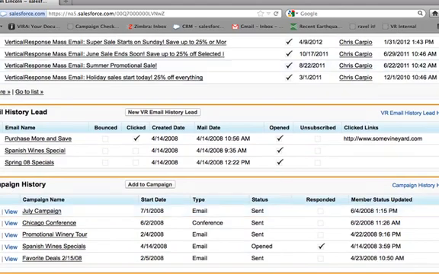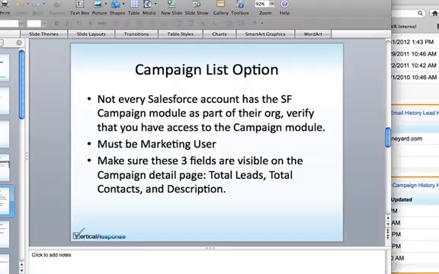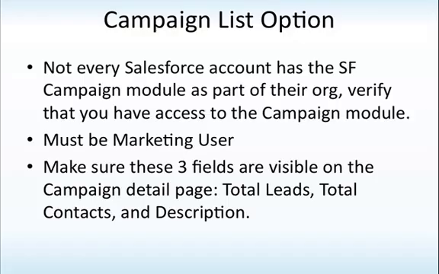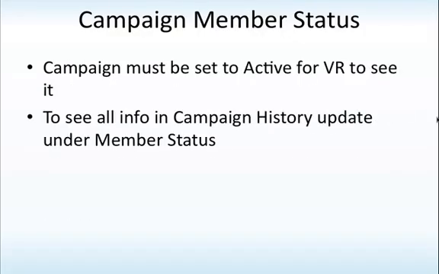And if we go back to our slide presentation here, we can go to the next one. So again, you need to have your campaign set to active for VerticalResponse to see it. And to see all of the campaign history, it needs to be set up with the member status.